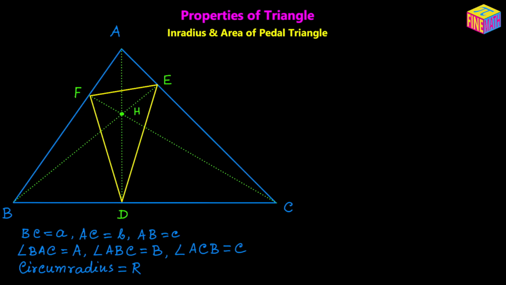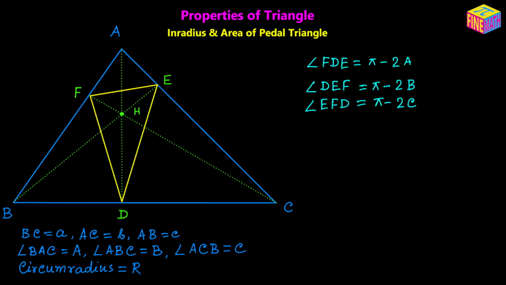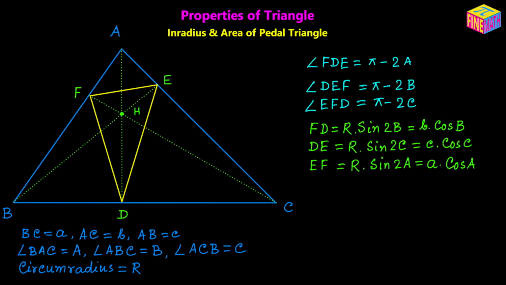And if you watch that video, you will notice that for a pedal triangle, the interior angles are like this. Angle FDE will be equal to pi minus 2 times A, angle DEF will be equal to pi minus 2 times B, and angle EFD will be equal to pi minus 2 times C. And also from that video you will see that the side lengths of this pedal triangle would be like this.